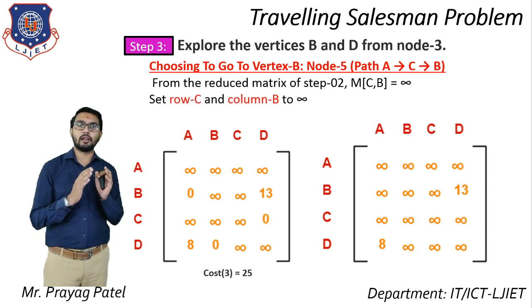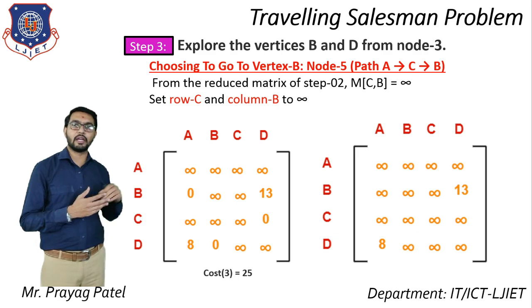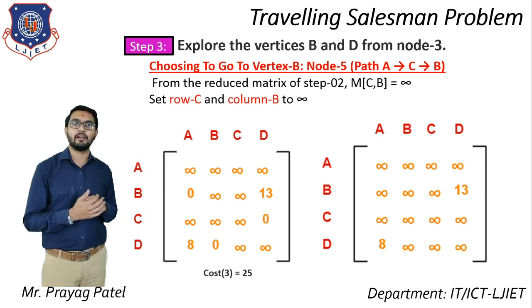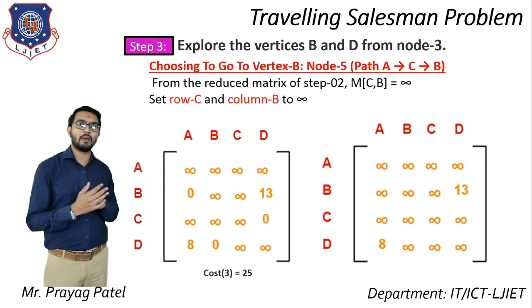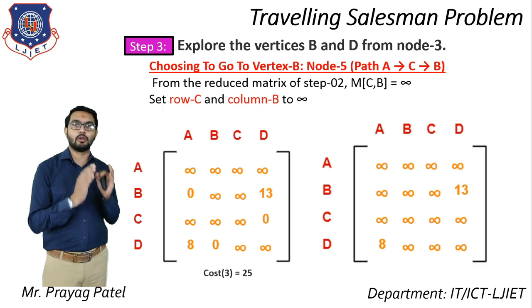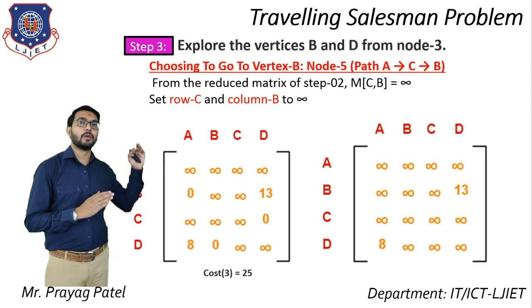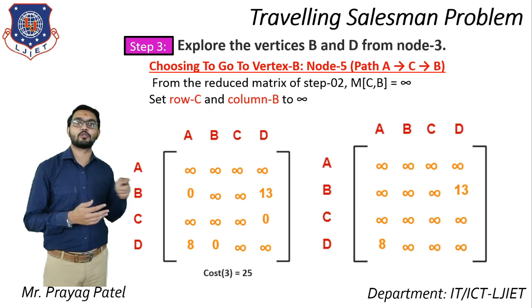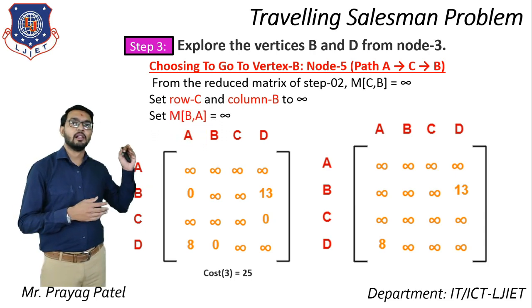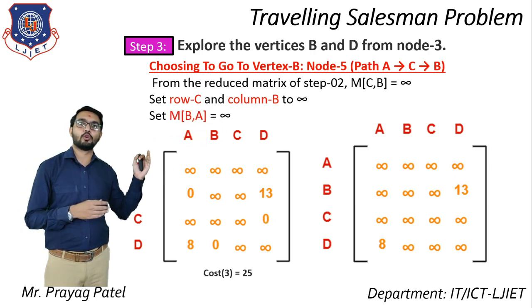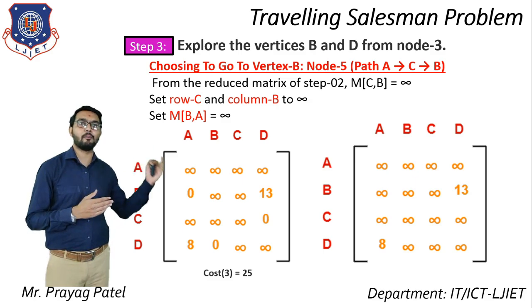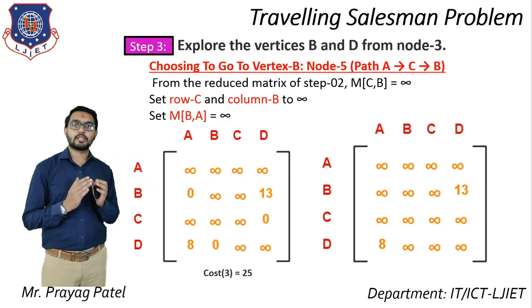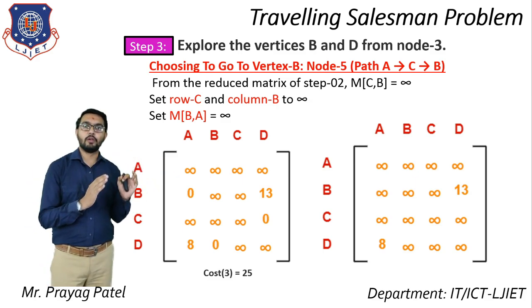Now set the row and column as infinity. Which row and which column? Here consider the last two elements only. So consider row C and column B as infinity, and consider the location from last to first. Our path is A to C to B, so the reverse of this path is B to A. So set M[B][A] equal to infinity.